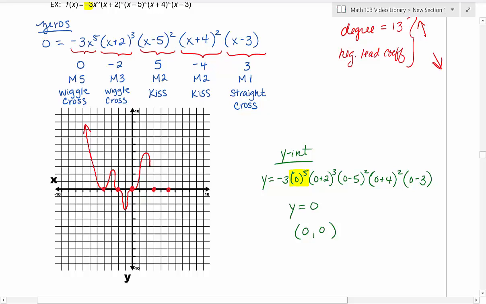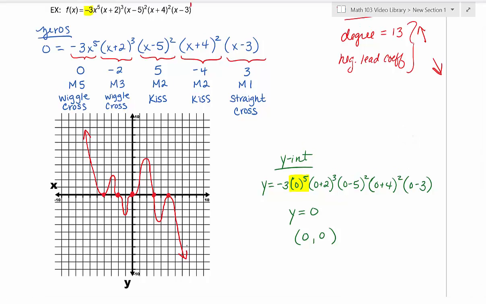Coming back down to our next x-intercept, which is happening at 3. At 3, we've noted that we're supposed to straight cross. And then we come back up to our last x-intercept happening at 5. And at 5, we're supposed to just kiss the x-axis and go back in the direction we came. There's not another x-intercept for us to go to, so our graph continues in this direction.